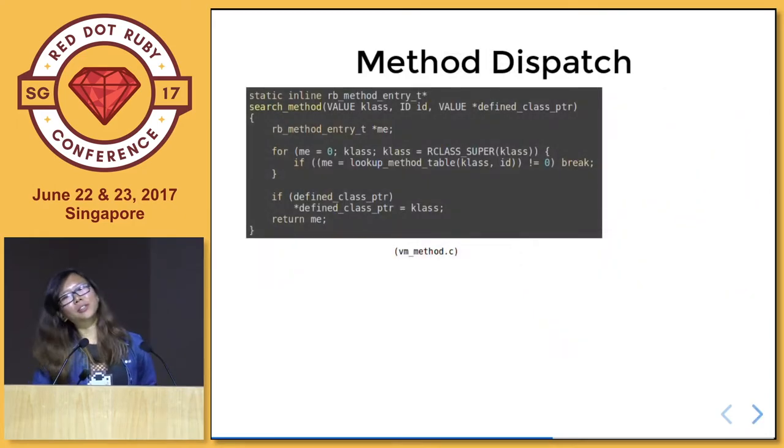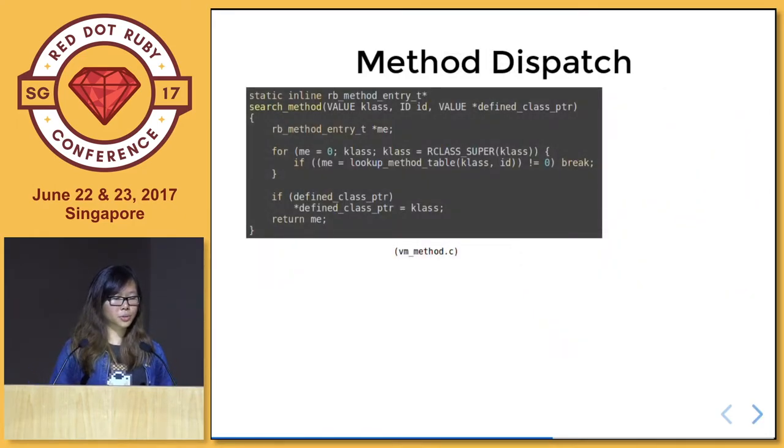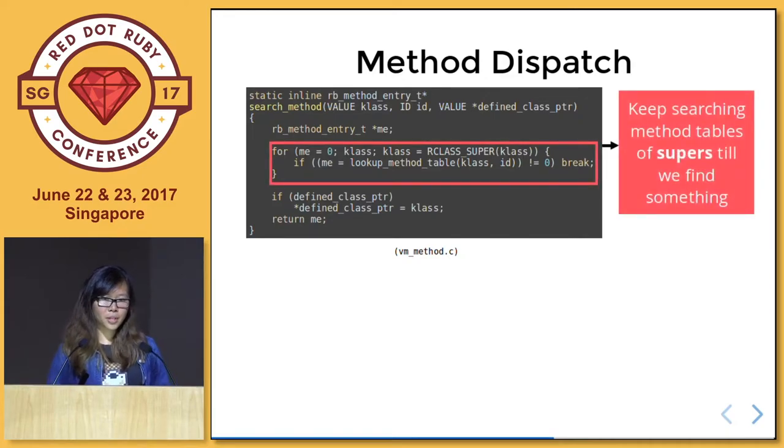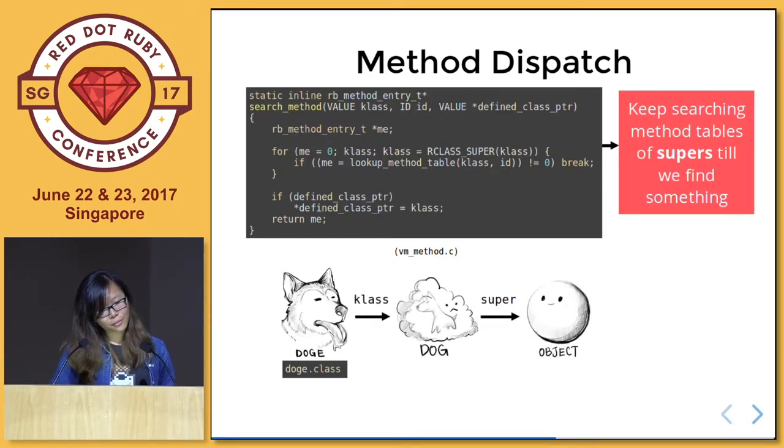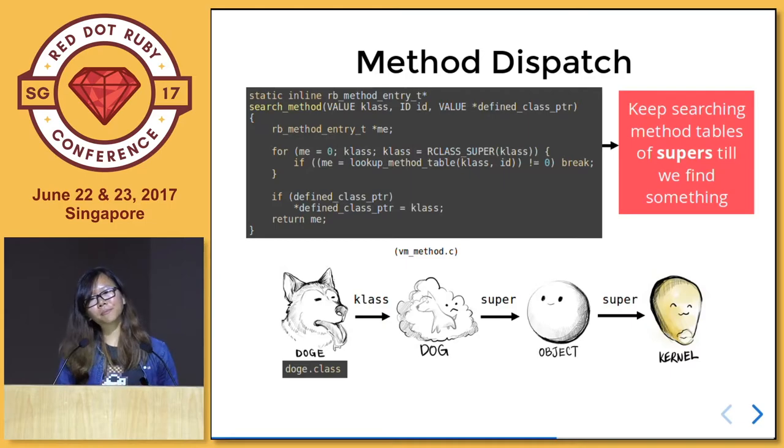So if we talk about method dispatch, this is the core logic right here, in this search method function. Basically, look up the method table of my class, and if I can't find anything, just go up my inheritance chain, go up my super chain, and keep looking up the method tables until we find a method with a matching name. So if I call the class method on Doge, this will be the chain of R class structs whose method tables we'll be looking up. Except, not quite, there's a slight complication here from Kernel, which you realize is not a superclass of Object, it's just a module that's mixed into Object. Yet somehow it manages to find its way into this super chain over here. And we'll see more clearly how that happens when we talk about modules later on.